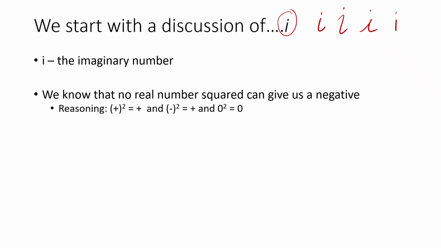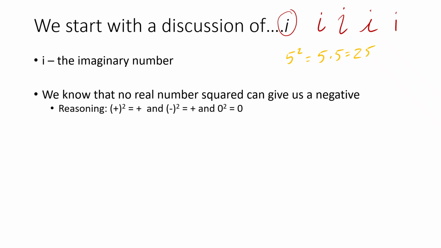Now, here's what it is. We know that there's no real number that when squared can give us a negative. If you have a positive number and you square it, meaning you multiply it by itself, you will get a positive number. So if I pick 5 and I square it, that is 5 times 5, which gives me positive 25.